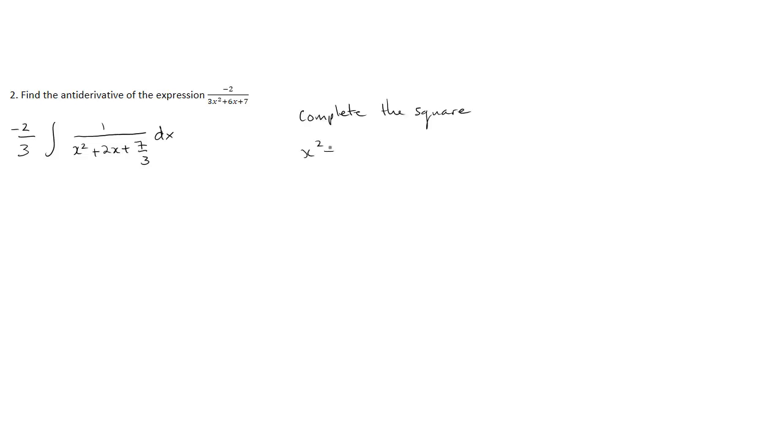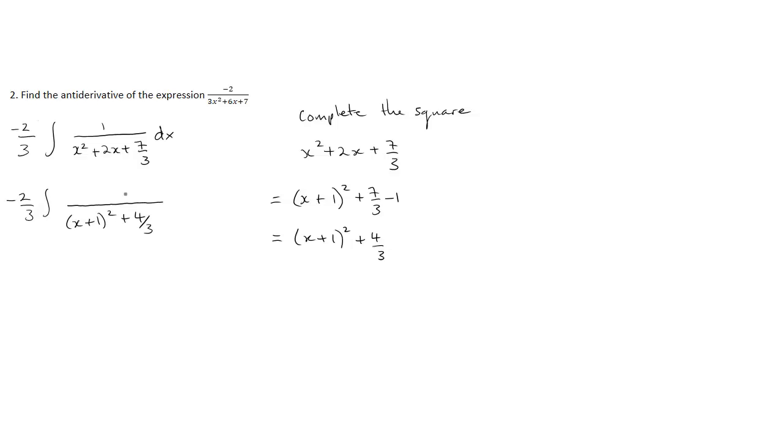So we're going to complete the square of the denominator. So x plus 1 squared plus 7 over 3 take away 1. And then we've got x plus 1 squared, and that's going to be plus 4 on 3. And so what we've got now is minus 2 on 3. The denominator part is just going to be x plus 1 squared plus 4 on 3, and the top part is just 1.